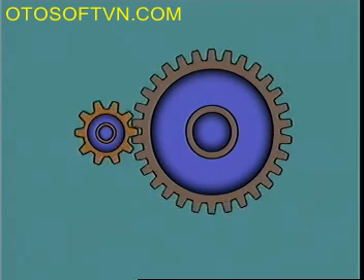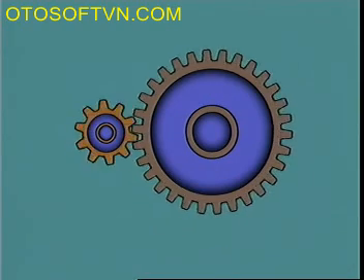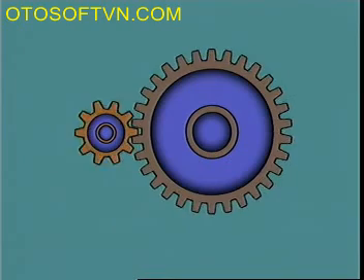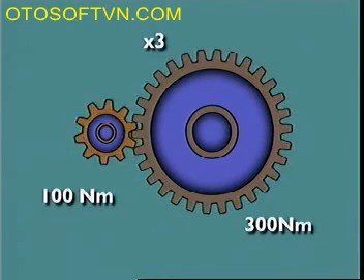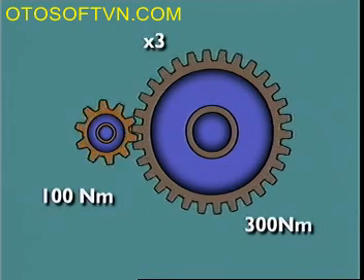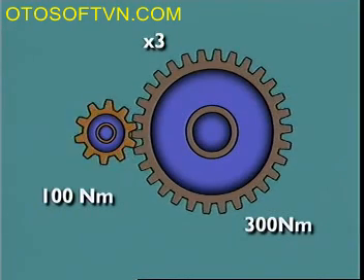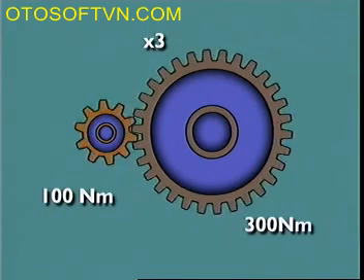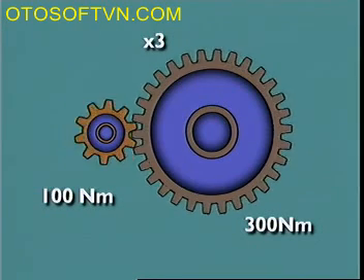Lower speed produces higher torque, so torque at the output is higher. For this gear ratio of 3:1, if input torque is 100 Newton meters, then output torque is 3 times that, 300 Newton meters.